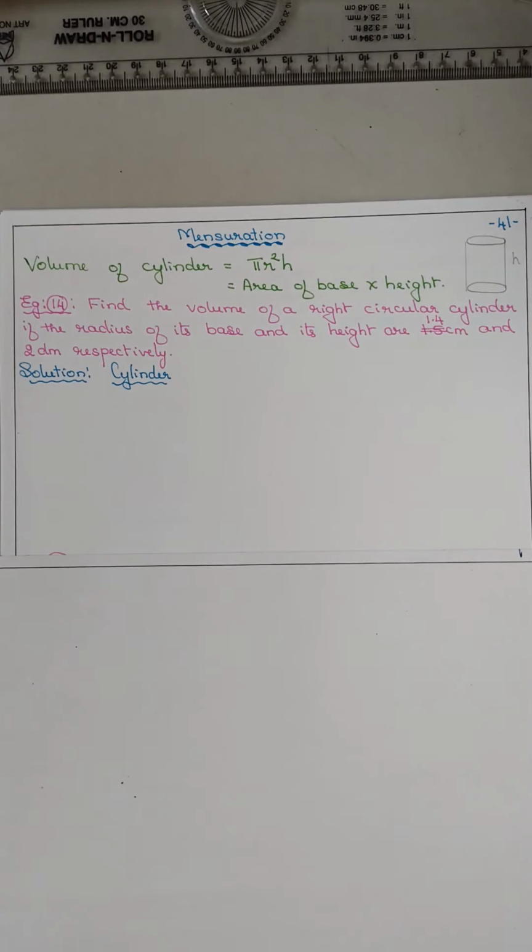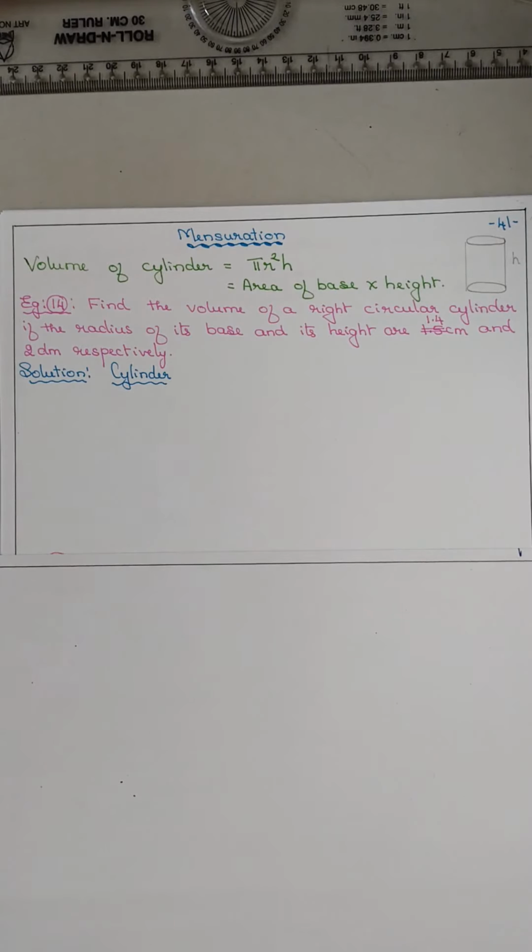Now coming to the topic volume of the cylinder. What's the formula? Pi r squared h. What is pi r squared? That is the area of the base, which is circular in shape, and then the height. So volume of the cylinder is equal to pi r squared into h.